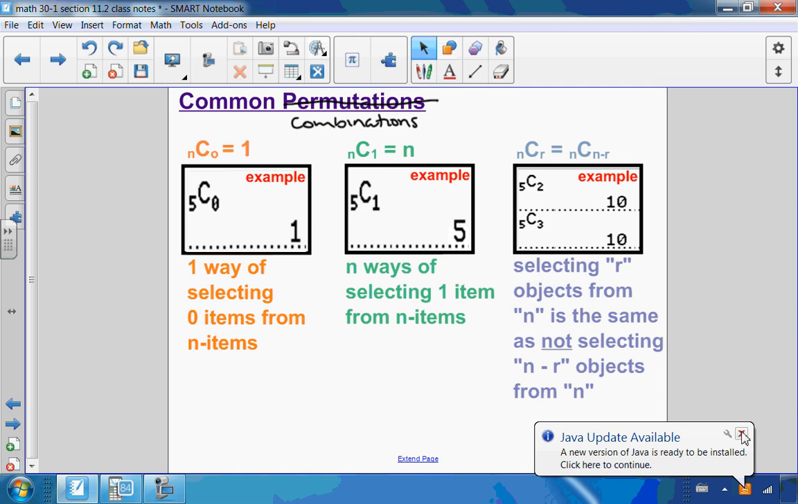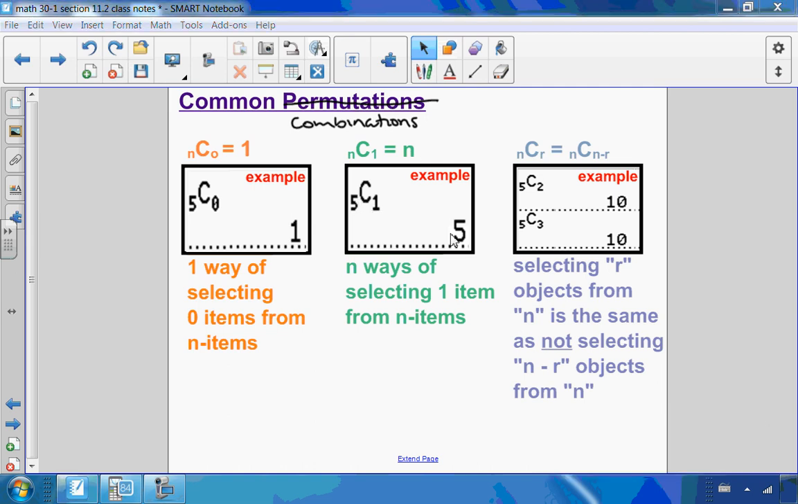nC1 equals n. So for example, 5C1 equals 5. So there are n ways of selecting one item from n items. And nCr is the same as nC(n minus r). So what I mean by that, here's an example. It's easier to see it with numbers. 5C2 is 10 and 5C3 is also 10. The reason is because 5 is made up of 2 and 3. So if you look at that, 2 plus 3 equals 5. That's why they're the same thing. Selecting 2 objects is the same as not selecting 3 objects, or vice versa. So that's kind of a little shortcut that you can look for.